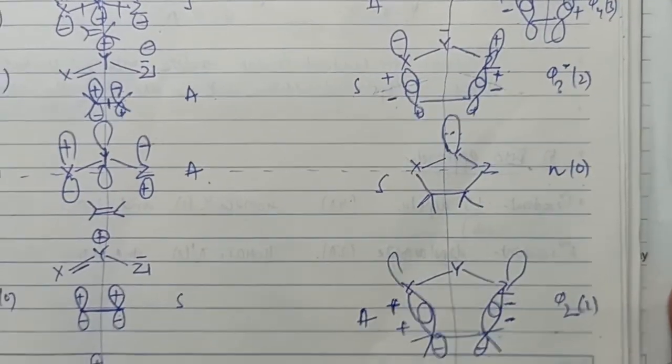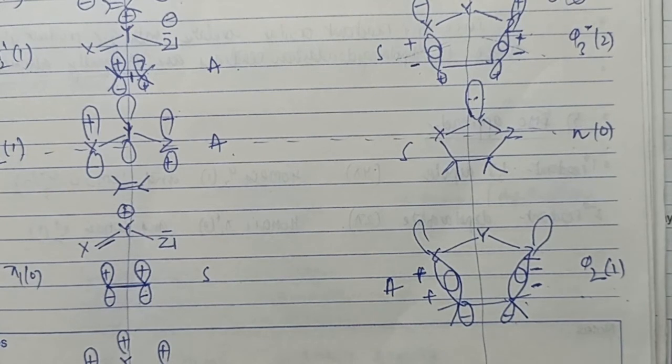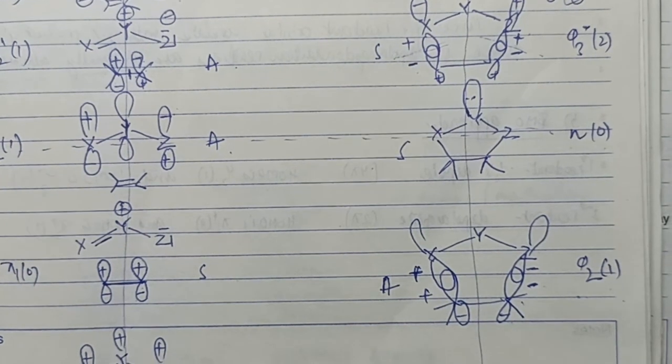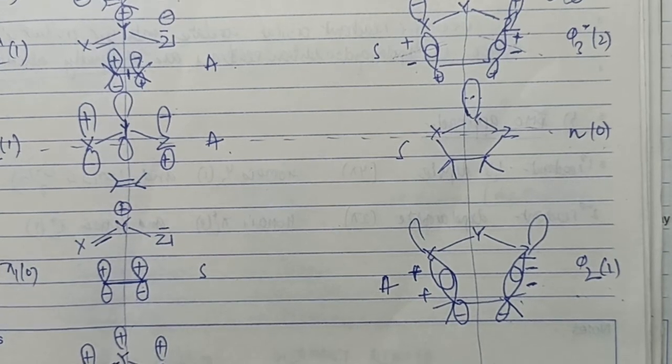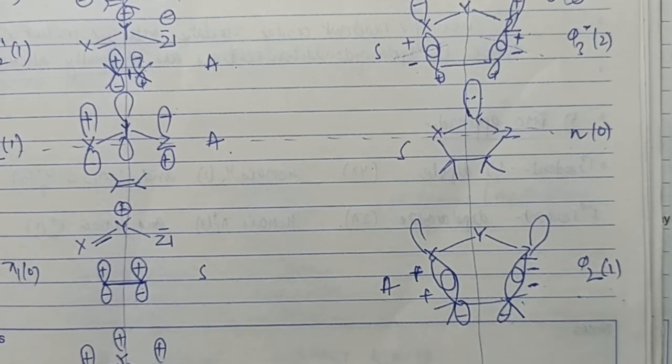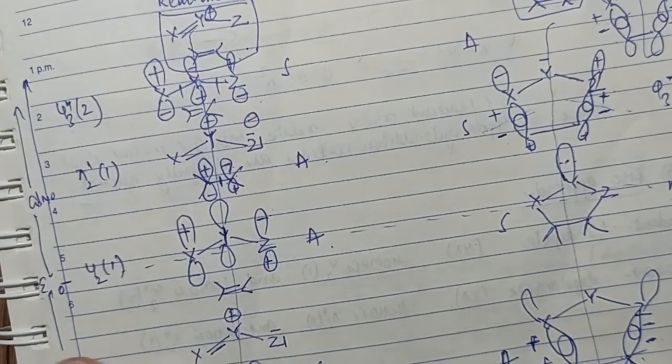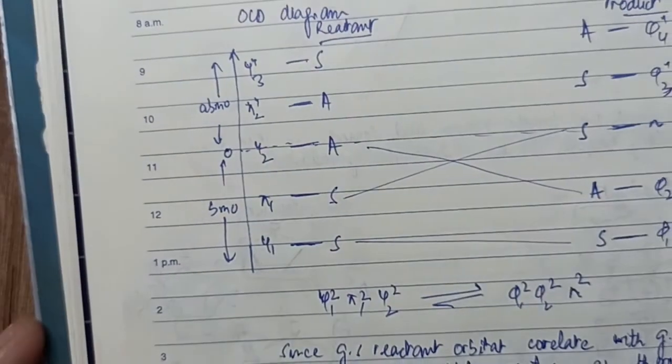Hence we have drawn the reactant molecular orbitals, we have drawn the product molecular orbitals, and then tried to correlate, and then we have assigned symmetry operation corresponding to the mirror symmetry property to all these molecular orbitals. Of course, in the OCD approach, the next point would remain, how do we draw the correlation or the OCD diagram.